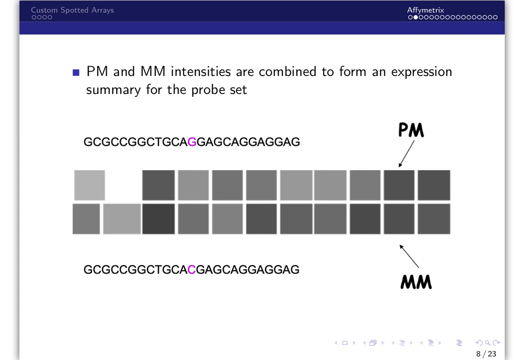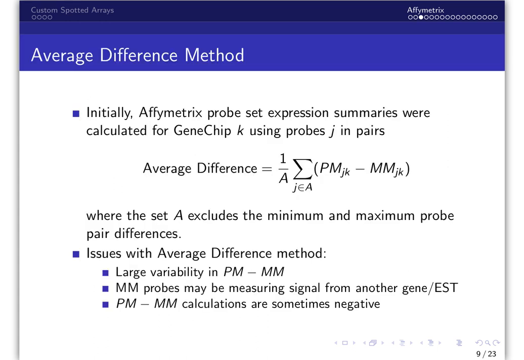As mentioned, there are roughly 11 to 20 perfect match and mismatch probe pairs that interrogate for each gene, called a probe set. The perfect match and mismatch intensities are combined to form an expression measure for the probe set. The early release of the Affymetrix MicroArray Suite software calculated signal as the average difference between the PM and MM probe pairs for each probe set after trimming the extreme observations.